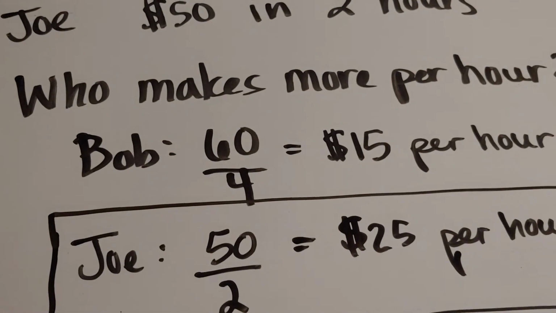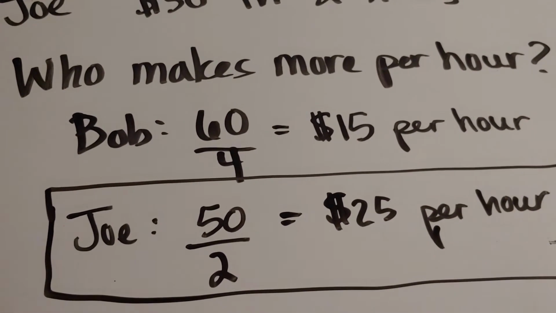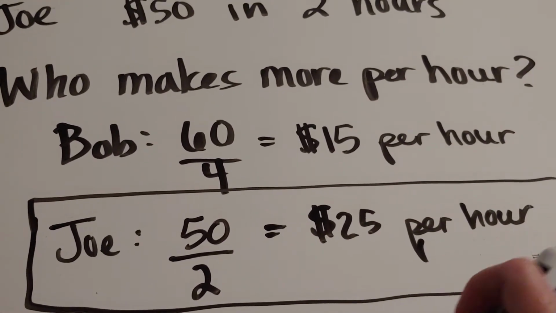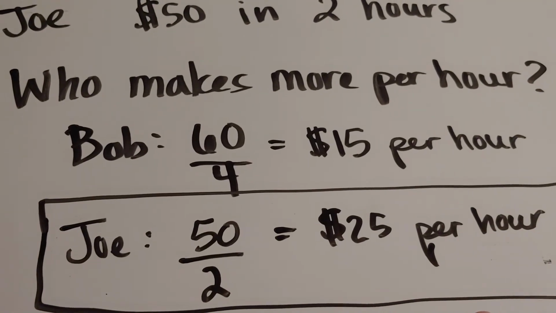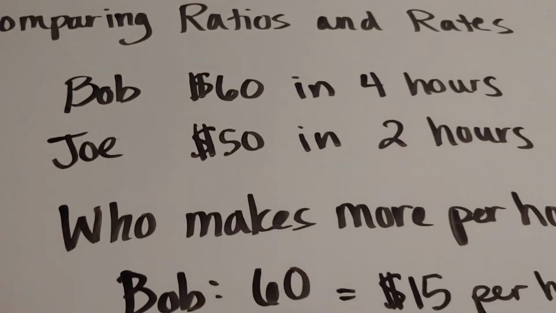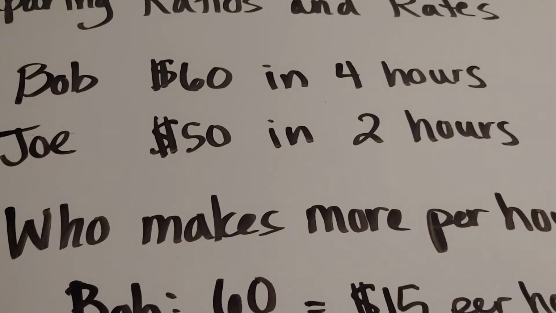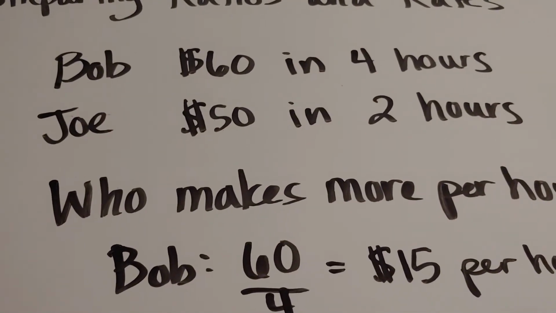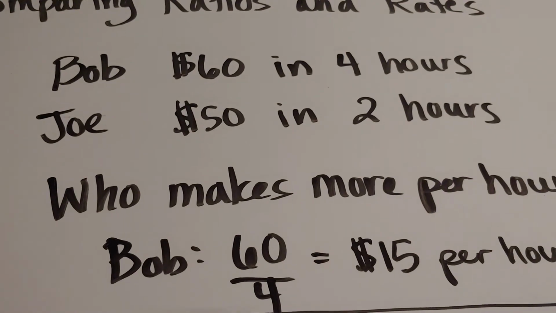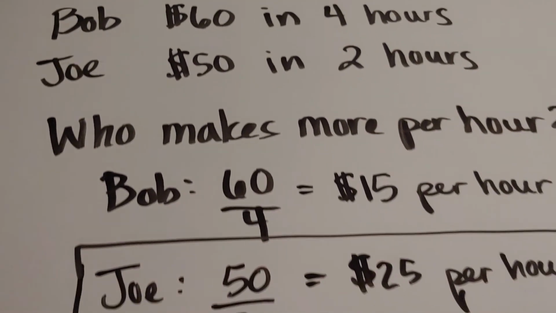Okay, this again seems like a simple concept for adults, but for kids it can be really tough because they'll look at the total numbers of 60 and 50 versus looking at it as a rate. Okay, we're going to do another example in the next video where we can practice again this idea of unit rates and comparing.